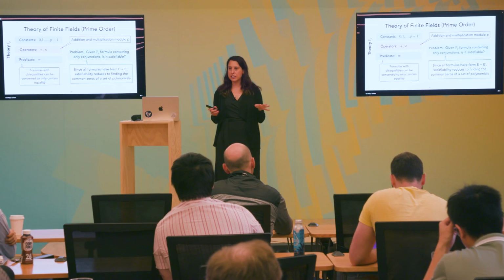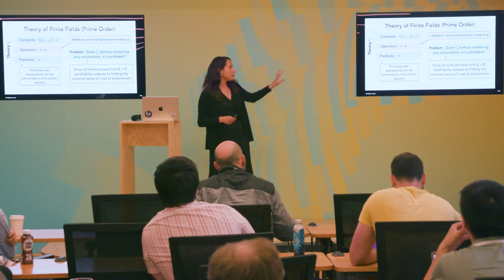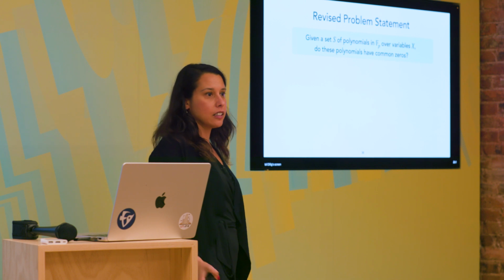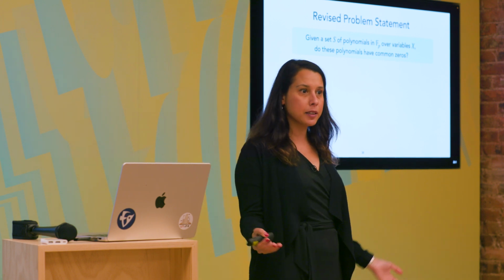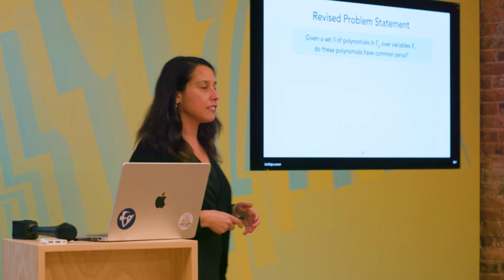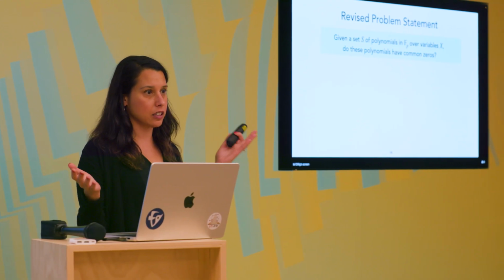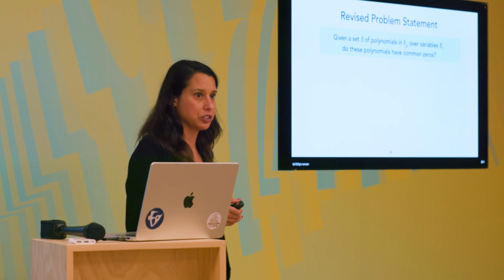Right? Does that make sense to everyone, this reformulation? So basically, if I give you the upshot here, if you take the problem of determining satisfiability, you can have an alternative characterization of it, which is that you're given a set of polynomials in F_p, let's say over variables x. Do these polynomials have common zeros or not? Those are two equivalent characterizations of the problem.